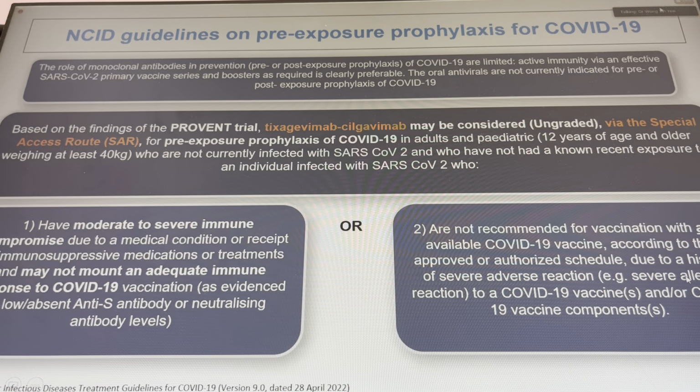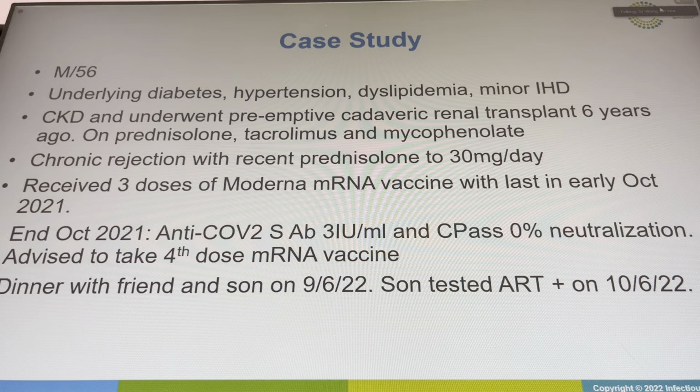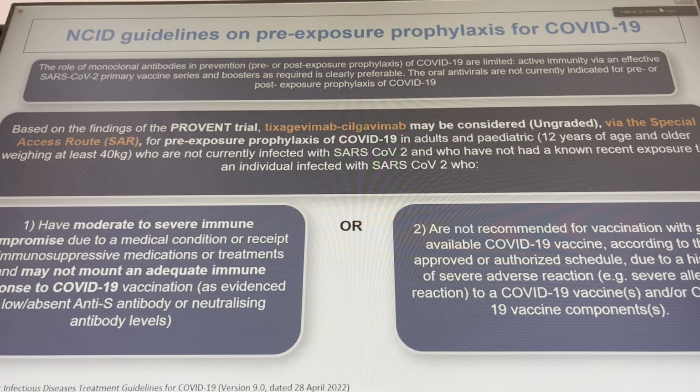So he was referred to see me, and knowing that he had a very suboptimal, poor humoral response to 3 doses of vaccination, I gave him Evusheld 300 milligrams for post-exposure prophylaxis. But let me just go through very quickly the guidelines that NCID had published at the end of April with regards to the use of pre- and post-exposure prophylaxis.